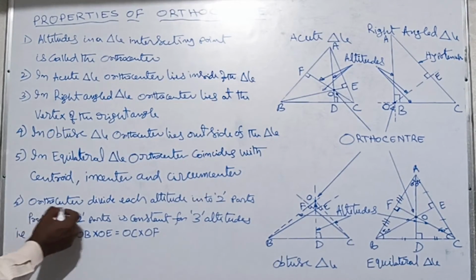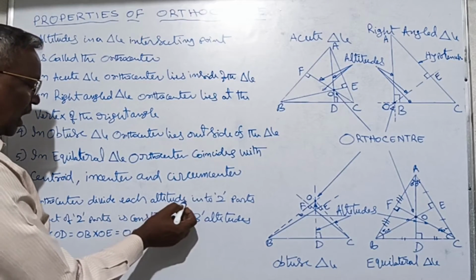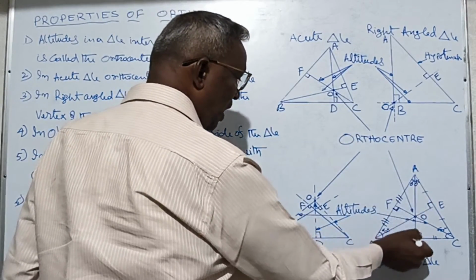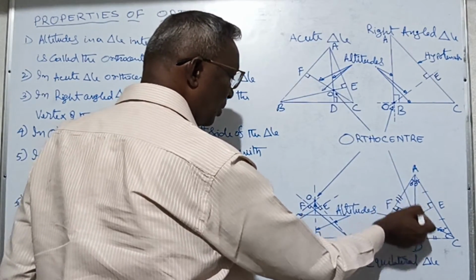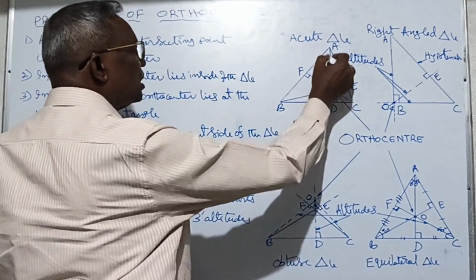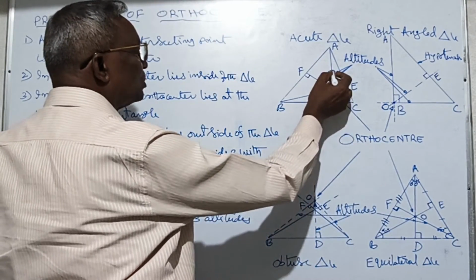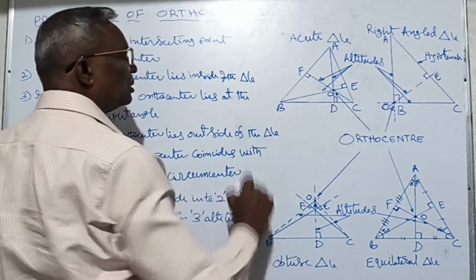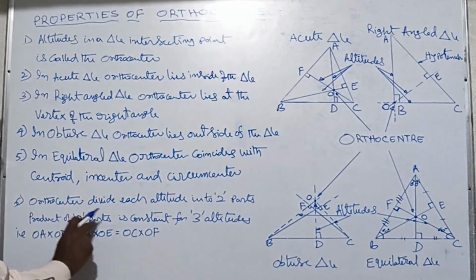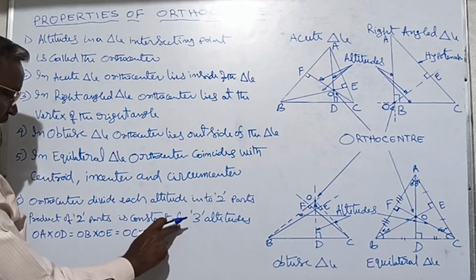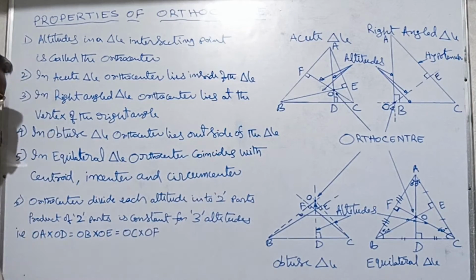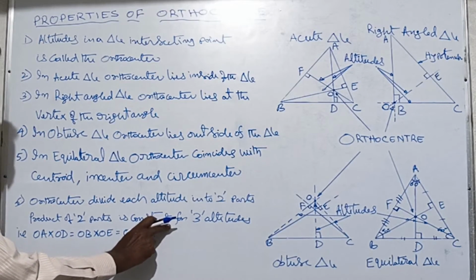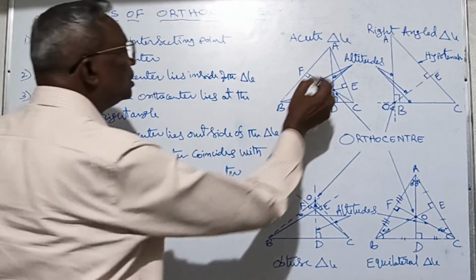Next, orthocenter divides each altitude into 2 parts. This orthocenter divides altitude into 2 parts. This is one part, this is other part. This altitude, orthocenter divides into 2 parts. One part, other part, one part, other part. Product of 2 parts is constant for 3 altitudes.